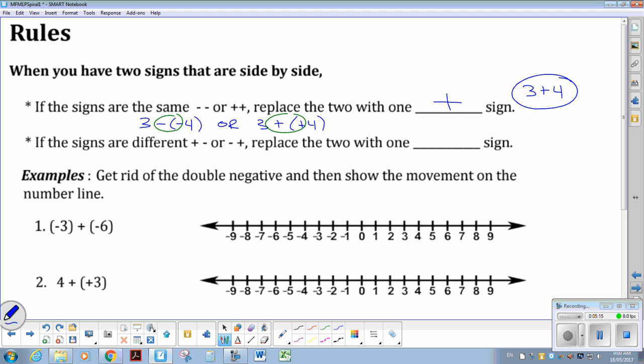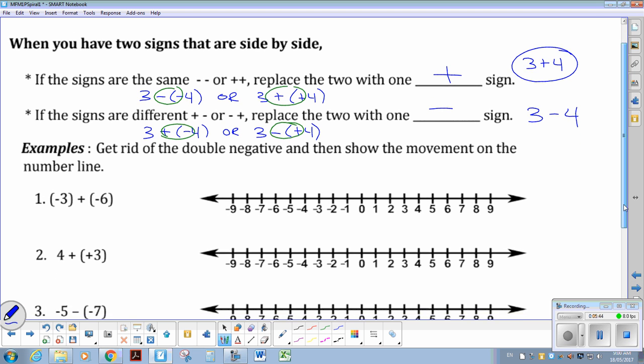If the signs are different, 3 plus negative 4 or 3 minus positive 4, in both cases, I'm either adding negatives to your life or I'm taking positives away. In either case, it's a bad thing. It ends up then in both cases to be 3 take away 4. So if the signs are different or opposite, they become one sign, a negative sign. So we're getting rid of the double signs here.